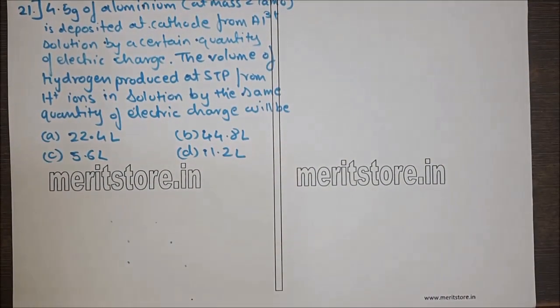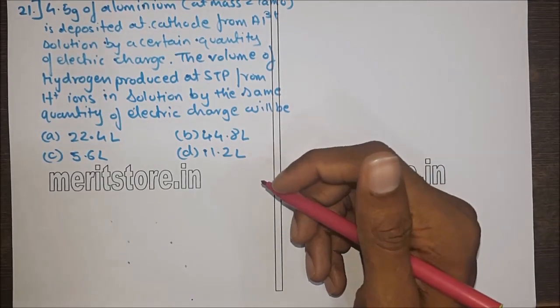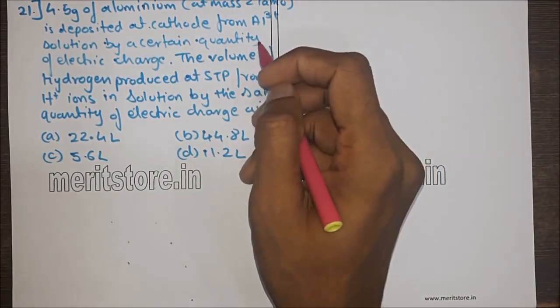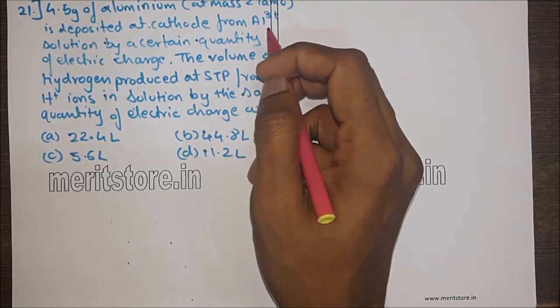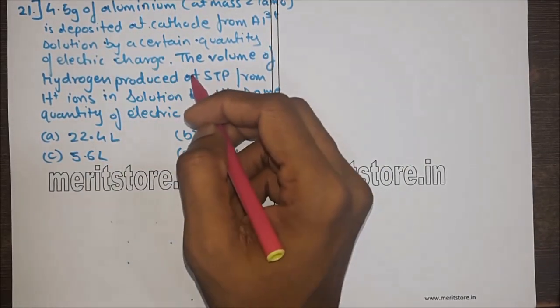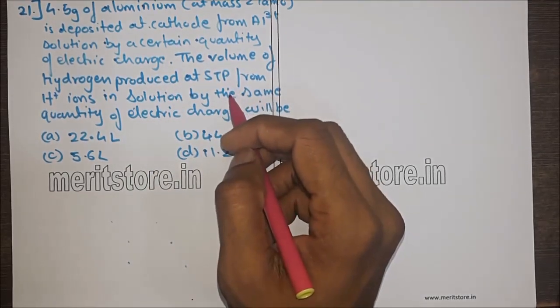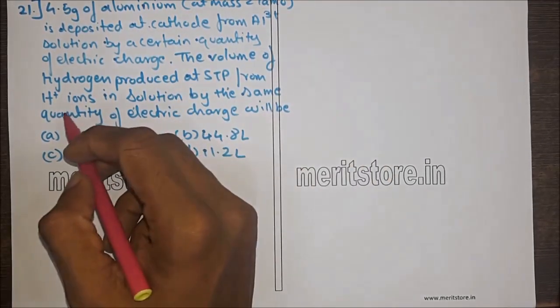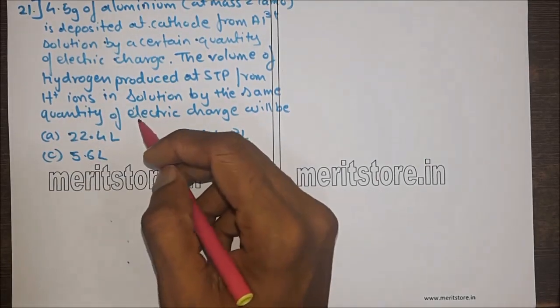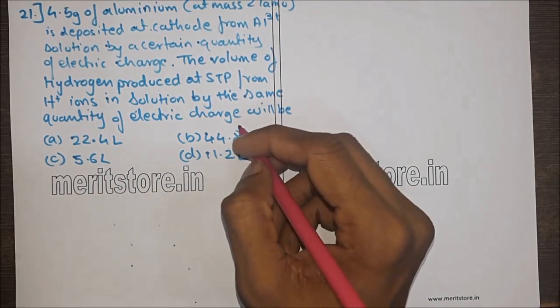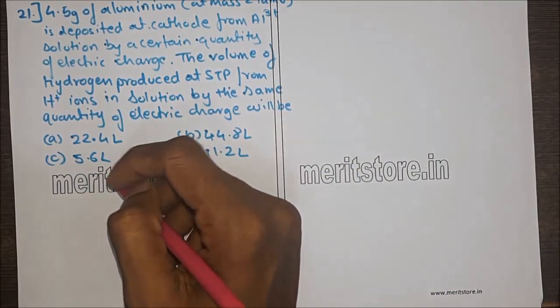Question 21. 4.5 gram of aluminum, atomic mass 27, is deposited at cathode from aluminum ion solution by a certain quantity of electrical charge. The volume of hydrogen produced at STP from H plus ions in the solution by the same quantity of electrical charge will be. We are given four options over here.